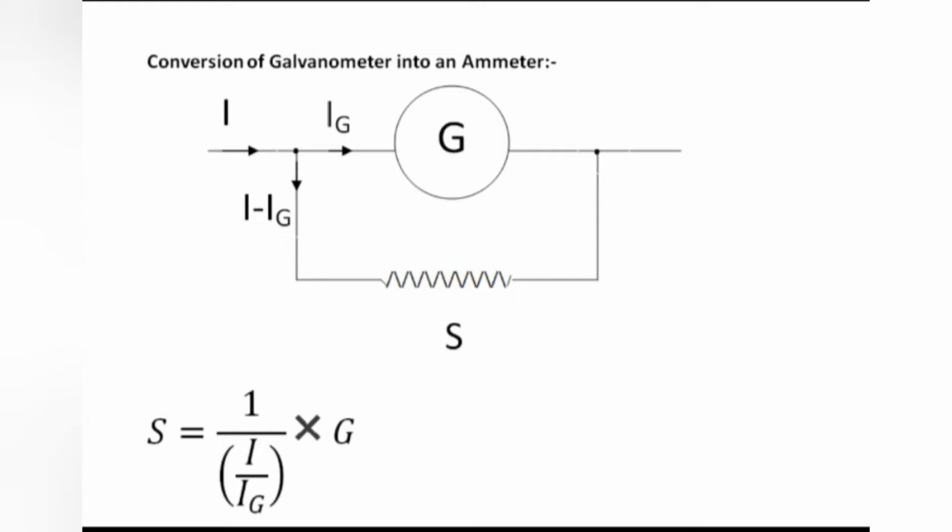Now a maximum current of Ig can flow through the galvanometer G. If current exceeds, it will be damaged, and the galvanometer shows a full scale deflection when a current of Ig flows through it. Now when current I comes into the combination of G and S, a current Ig flows through G and the remaining current I minus Ig flows through the shunt resistance S. Now the value of shunt resistance S can be calculated from the following formula. Now to convert any galvanometer into an ammeter of desired range, we have to apply this formula.